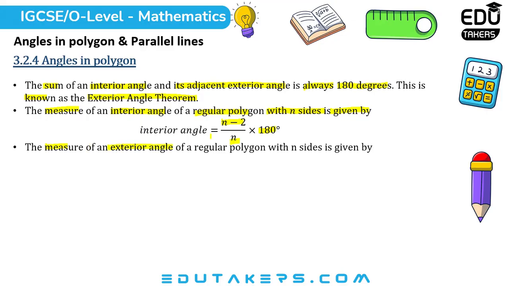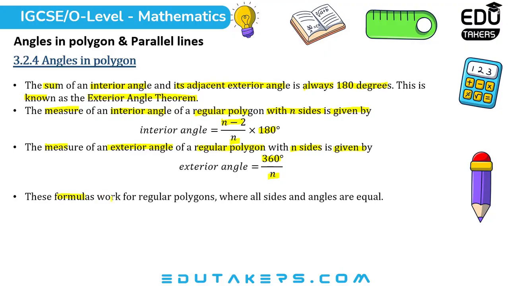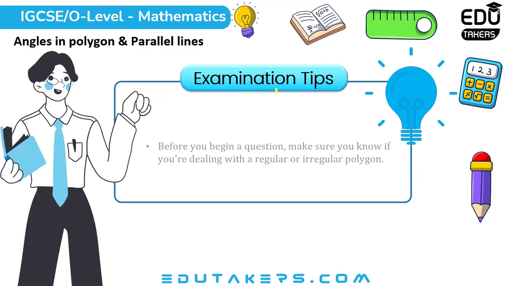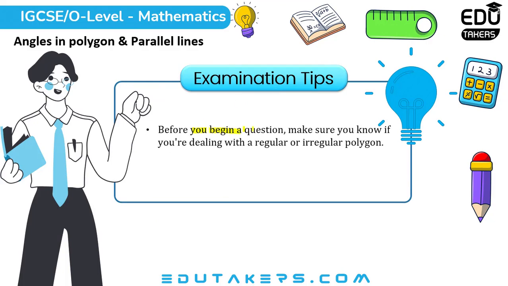The measure of an exterior angle of a regular polygon with n sides is given by exterior angle equals 360 over n. These formulas work for regular polygons, where all sides and angles are equal. For irregular polygons, the measure of the interior and exterior angles can vary depending on the shape of the polygon. Examination tips: before you begin a question, make sure you know if you are dealing with a regular or irregular polygon.